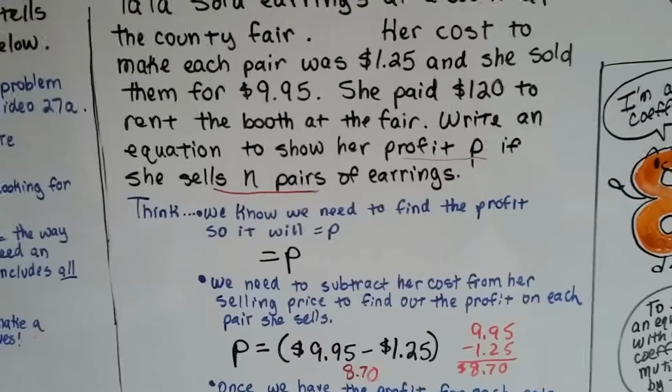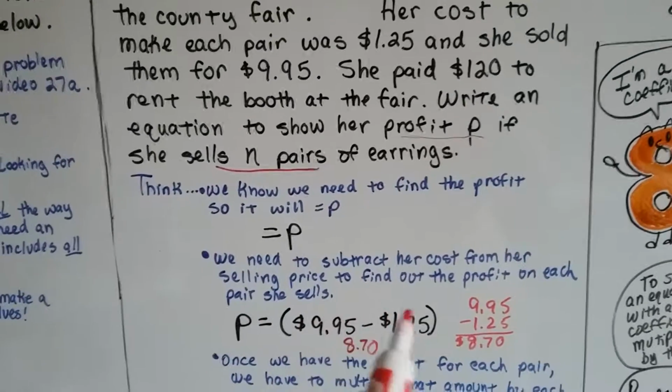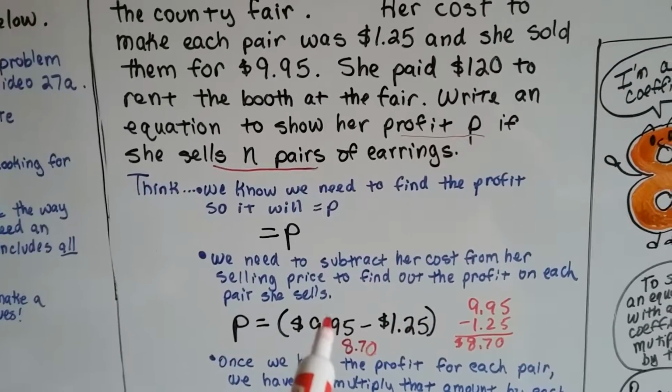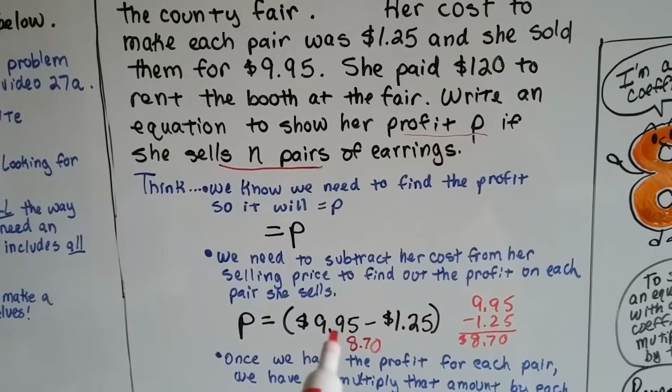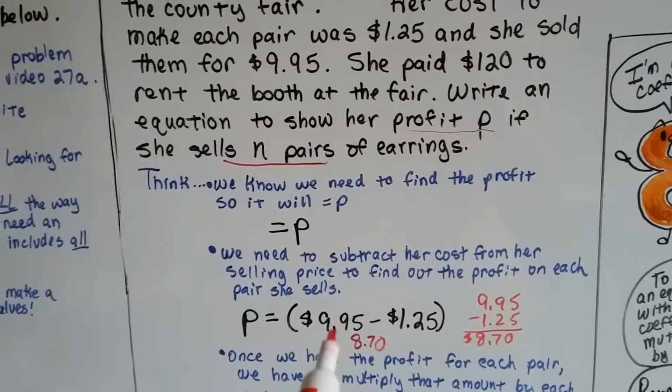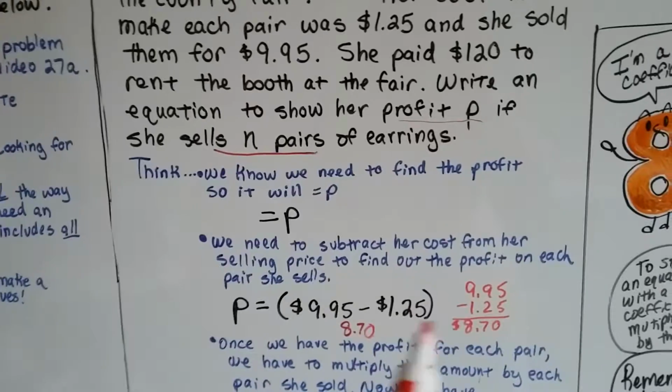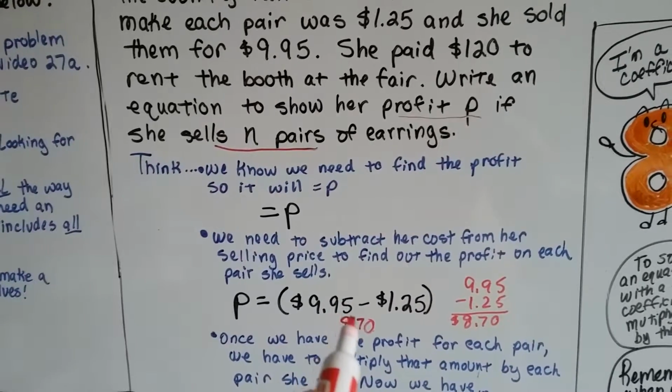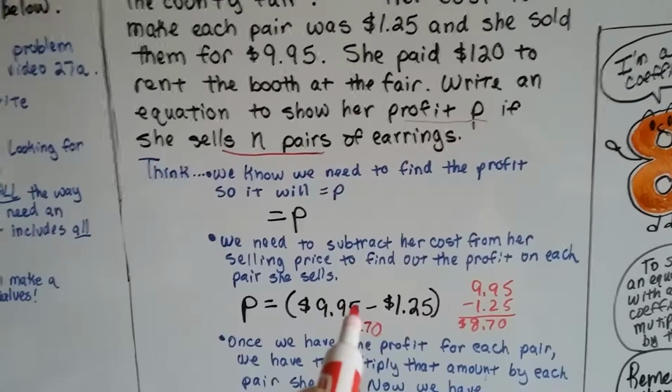So we need to subtract her cost from her selling price. This was her cost, and this was her selling price. We can find out the profit for each separate pair of earrings that she sells. So $9.95 minus $1.25, she made $8.70 for every pair she sold.